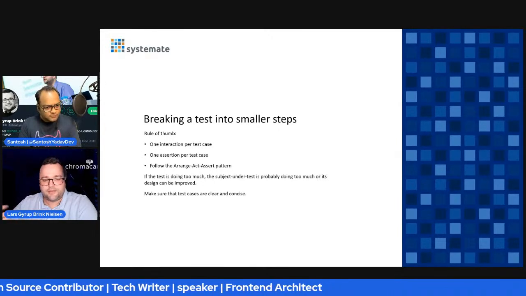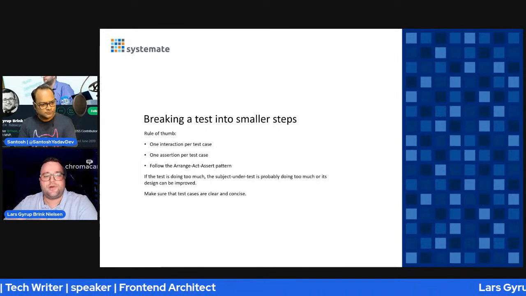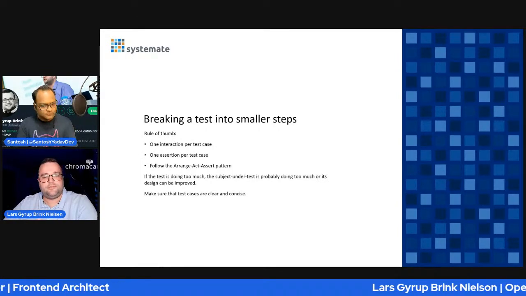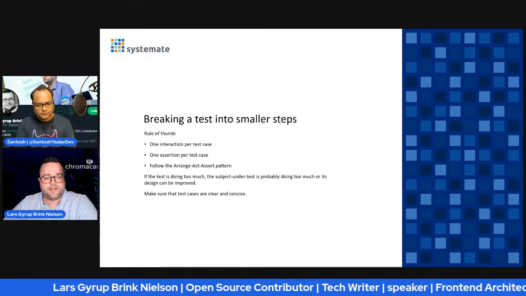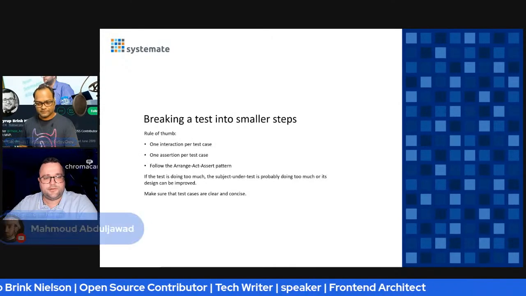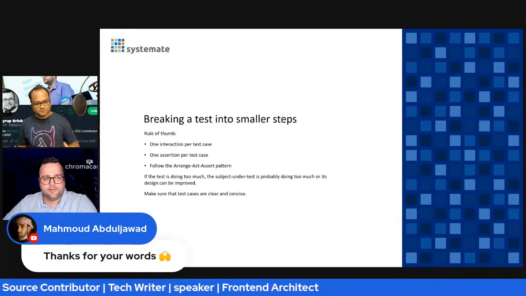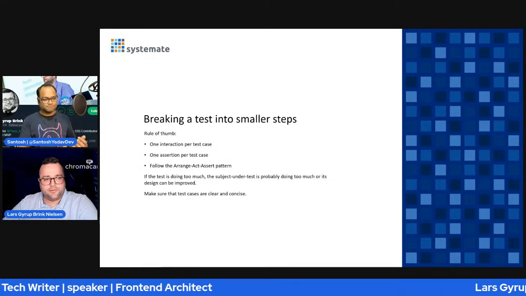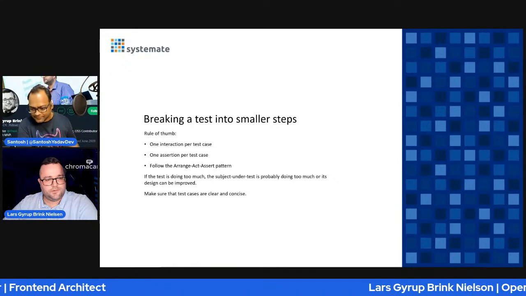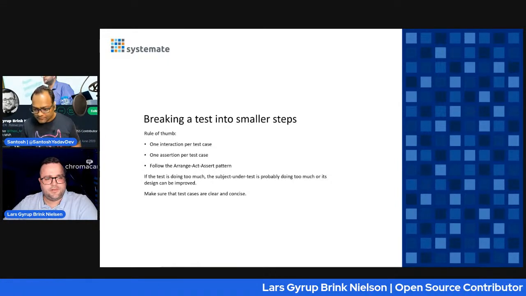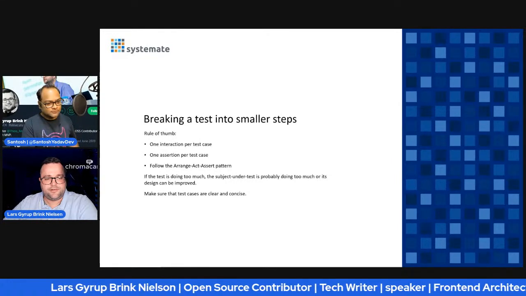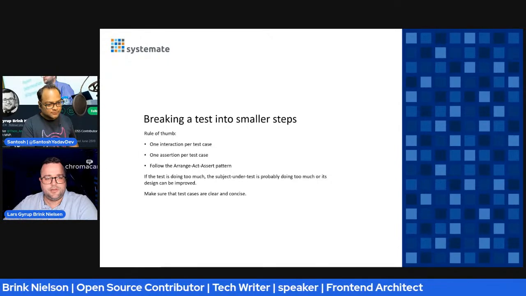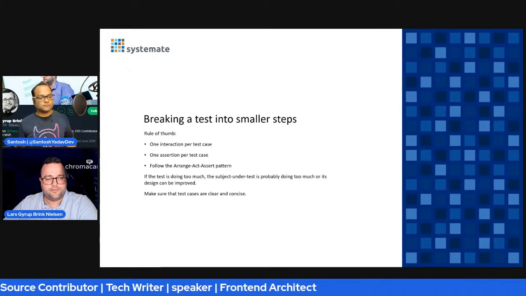Sometimes you want to have two test steps. So you do one interaction, one assertion, you do one more interaction and another assertion because it makes sense sometimes. But as a rule of thumb, one interaction per test case, one assertion per test case. So follow the arrange act assert pattern. And as I mentioned earlier, if the test is doing too much, the subject under test, so the class or function you're testing, is probably also doing too much, or its design can be improved.